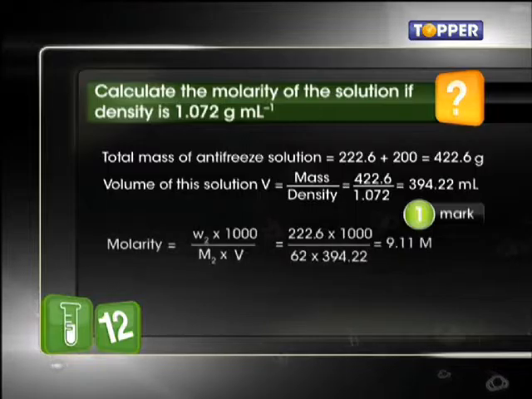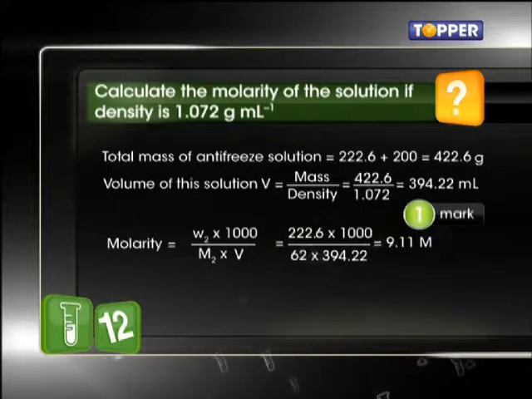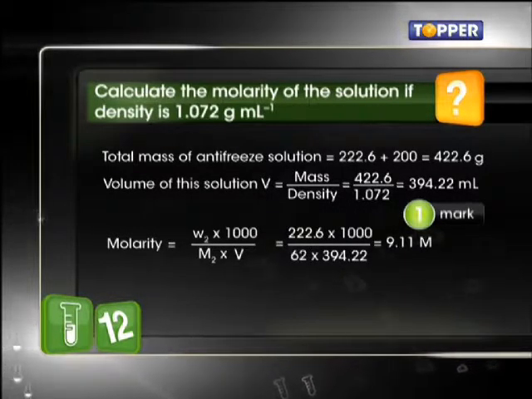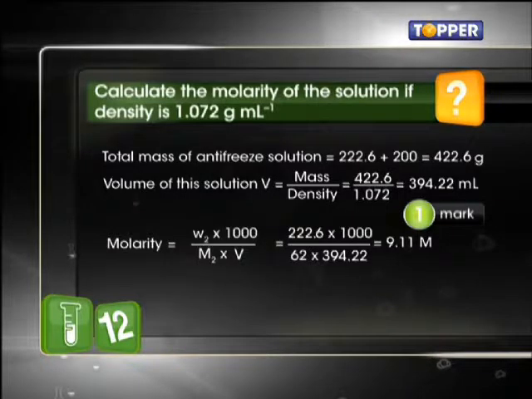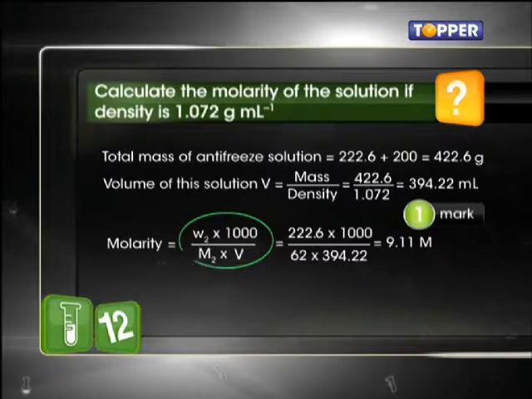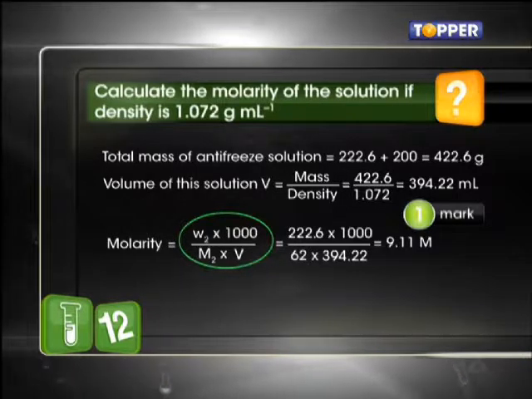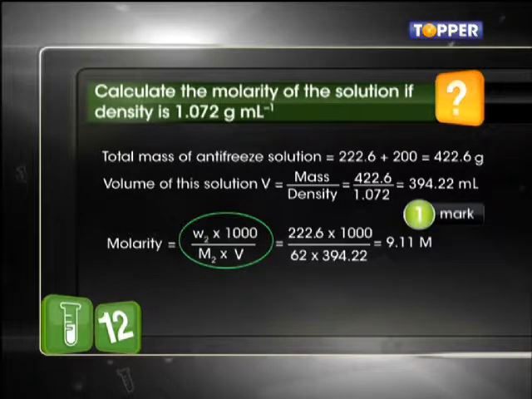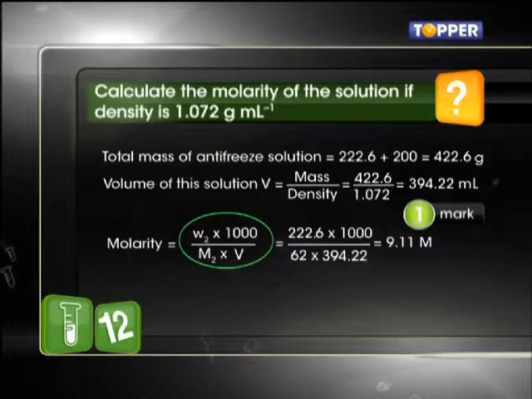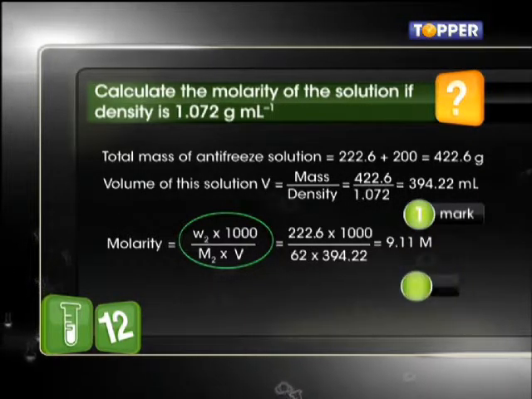We can calculate the molarity of this solution as W2 into 1000 divided by M2 into V. Here V is the volume of the solution that we have calculated in the earlier step. So after calculations, our answer comes out to be 9.11.